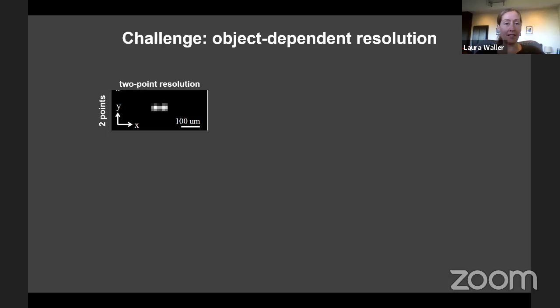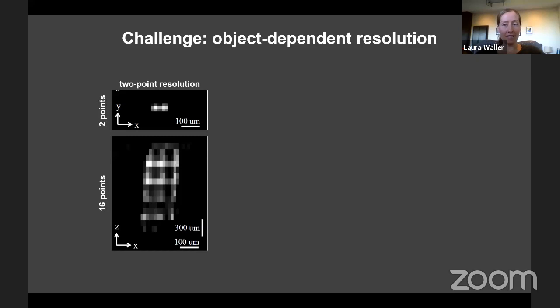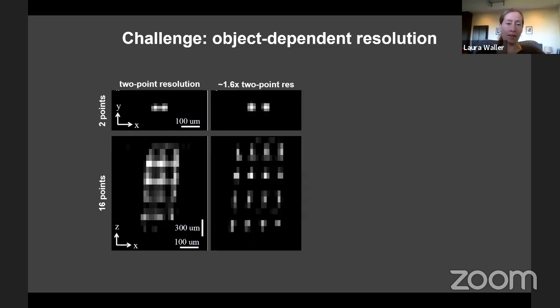What is important is that if I take that 2-point resolution and try to reconstruct a 4x4 grid of points, it just completely fails. This is in XZ, at the 2-point resolution, and I'm putting a grid of 4x4 spots, and it just doesn't work. So this 2-point resolution is not predictive of the 16-point resolution. That's because we have this nonlinear reconstruction algorithm that enforces sparsity, and the 16 points is less sparse, so it doesn't do as well. So what do I have to do to resolve this 4x4 grid? Well, if I go to 1.6 times the 2-point resolution, then I can actually resolve all of these points.